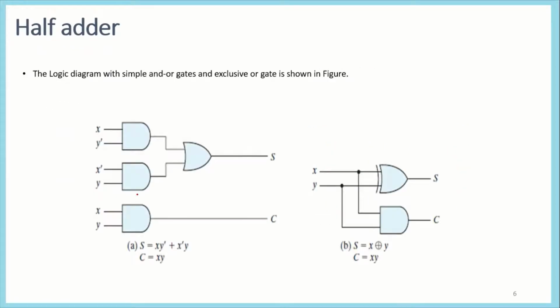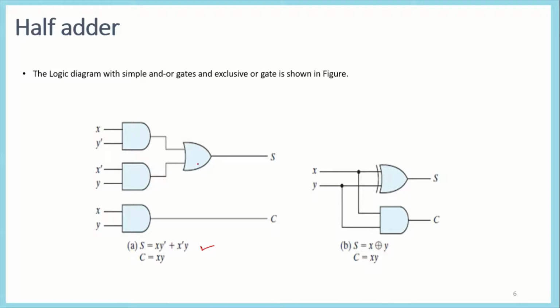Where carry is generated as the AND operation of the inputs, while sum represents the exclusive OR of the two inputs. Now this is the gate level logic circuit of a half adder, which can be designed with AND and exclusive OR gates.